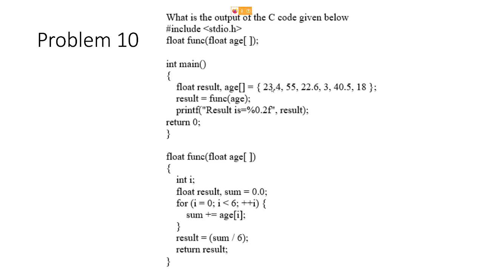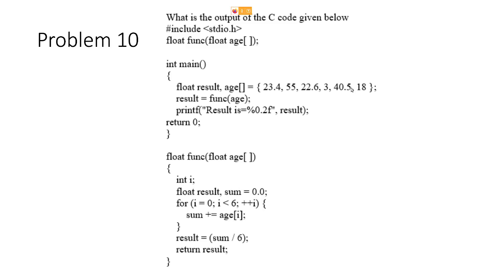Like 23.4. So here you are using this syntax, one of the syntaxes to initialize the array, where you use a set of curly braces and write some values inside it, separated by commas, and then your array, which is age here, will be filled with these values. So the value at index 0 is 23.4, the value at index 1 is 55, and so on. So your array has 1, 2, 3, 4, 5, 6 values. So the size of the array is 6.